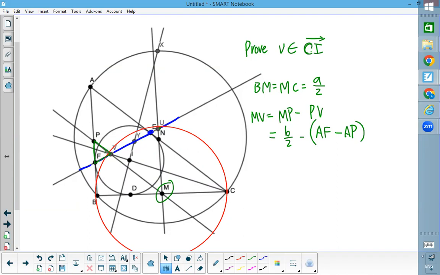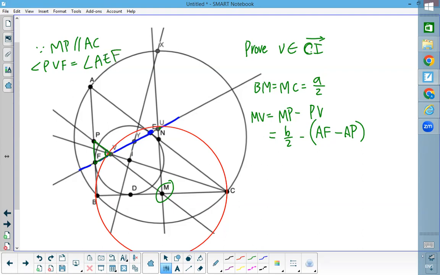Well, we know that this angle here is equal because of the parallel lines. Oh yeah, sure, it is an isosceles triangle. Why is that an isosceles triangle? Because we know that MP is the mid-segment, so MP is parallel to AC. Then we know angle PVF is equal to angle AEF.